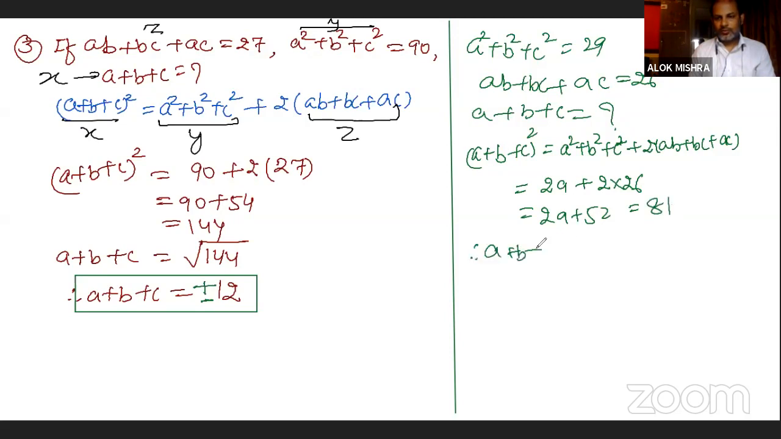Therefore, A plus B plus C is equal to square root of 81, which is equal to, again, the most important part, I have to write it as plus, minus, and then I'll go ahead with the numbers.